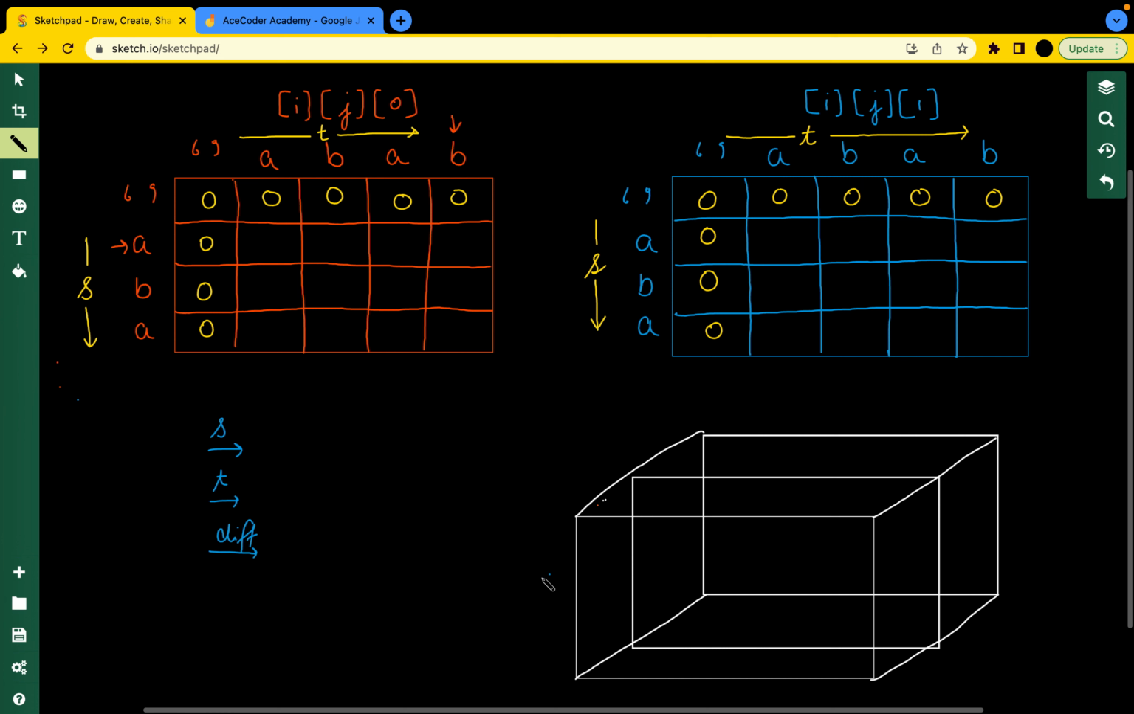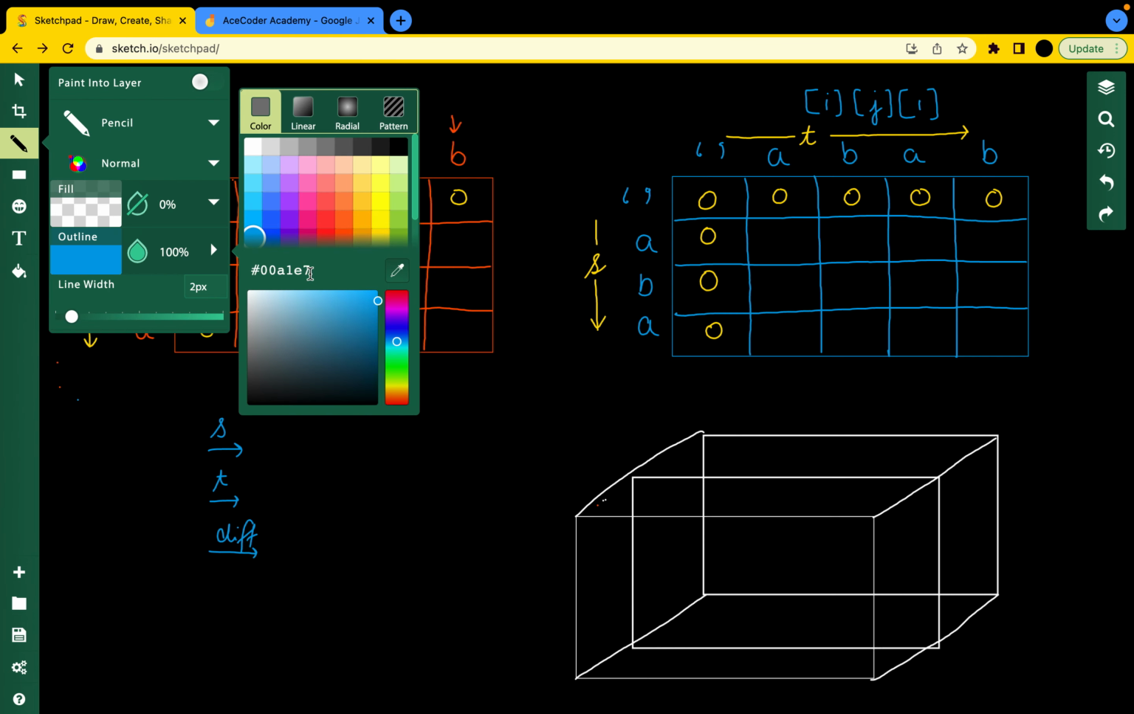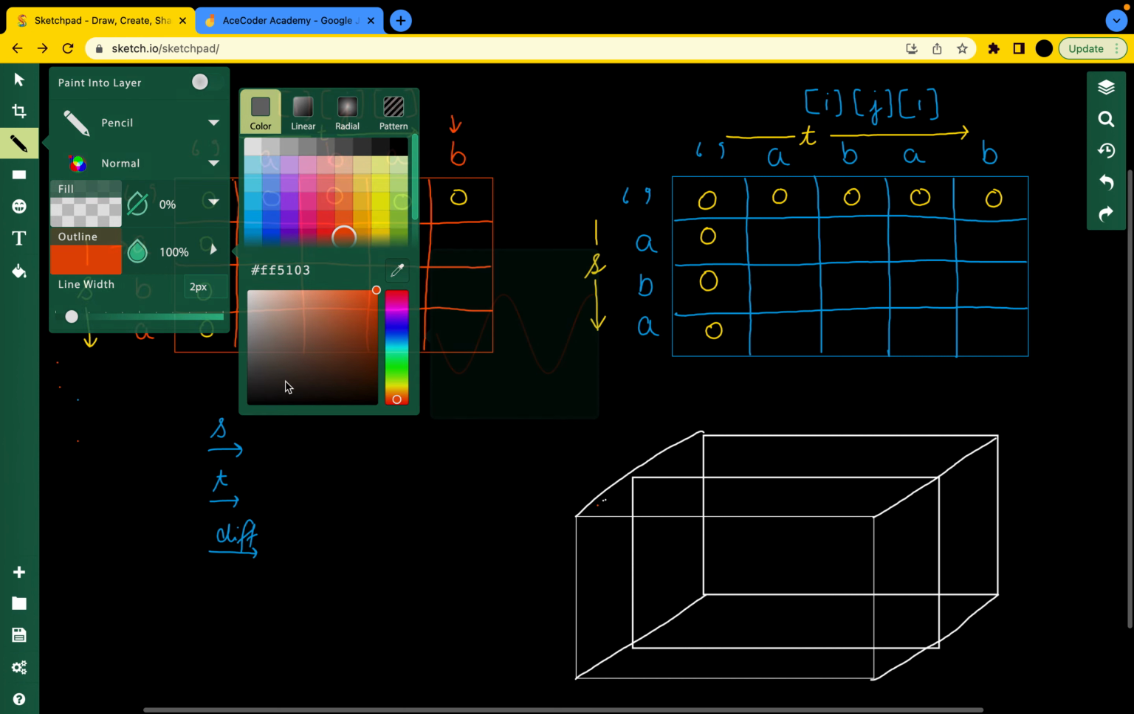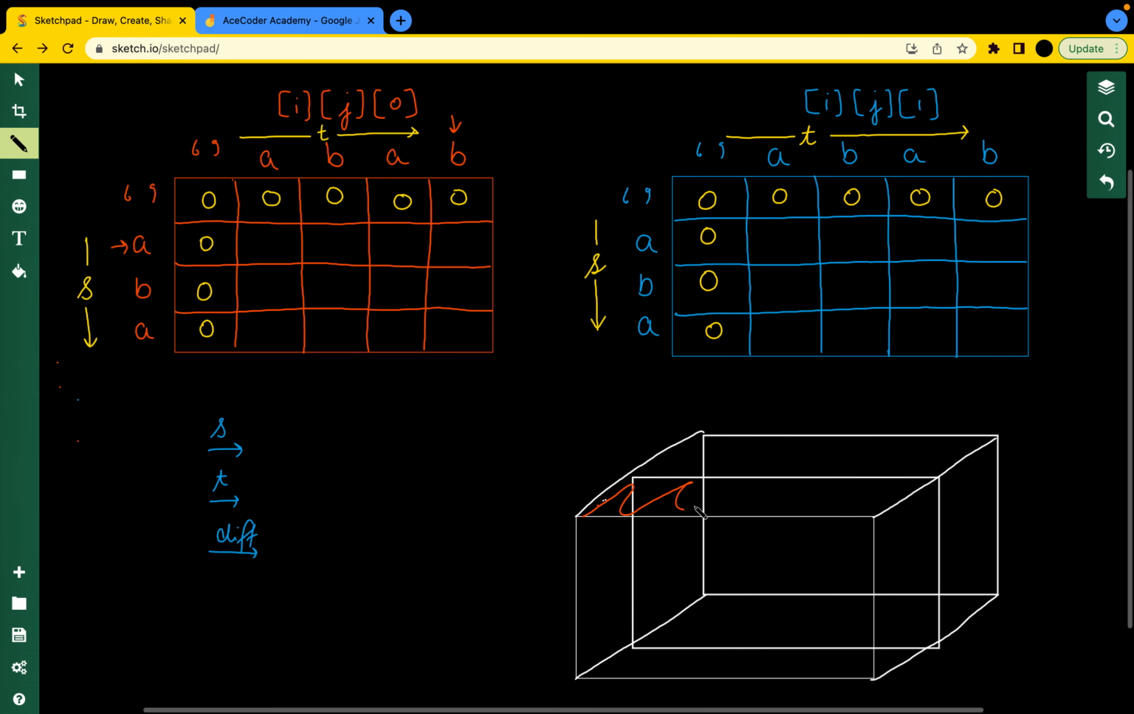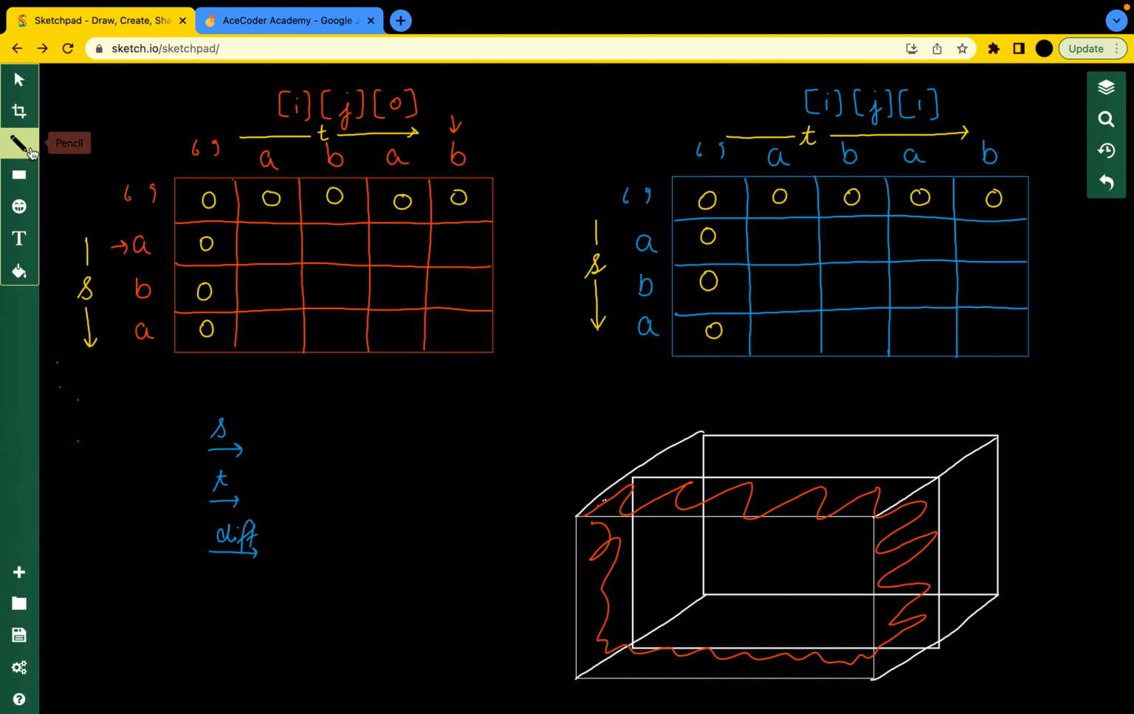Generally, in a two-dimensional DP solution we deal with 2D arrays like this, so it becomes really easy to visualize them. But in three-dimensional DP it becomes a little difficult, since it is a three-dimensional array, to visualize and see how our answer is building up. So what does the array marked with orange signify? It is basically the first layer of this three-dimensional array.